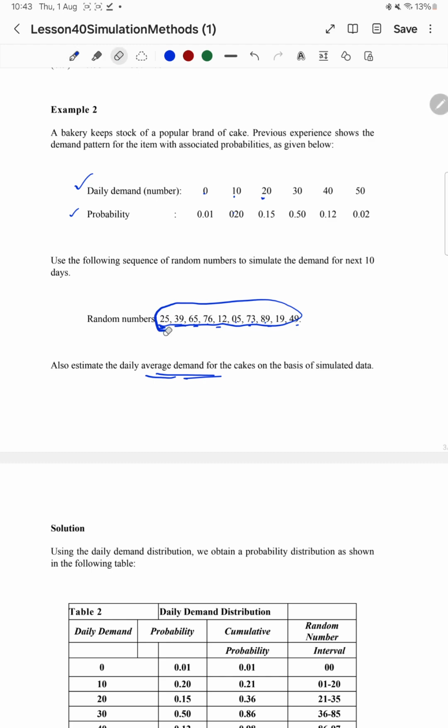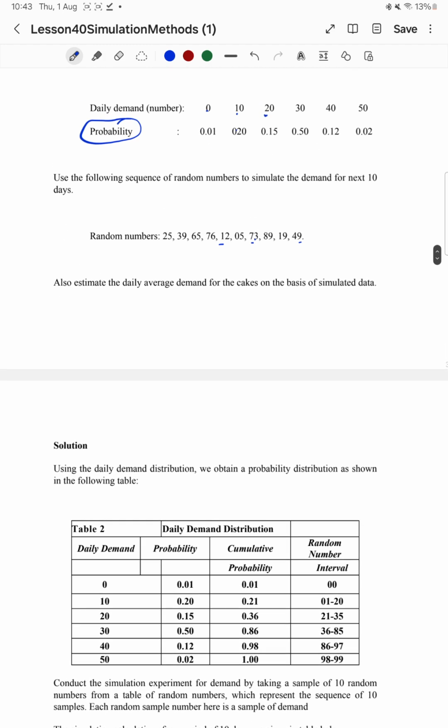Now the simulation problem can be solved in two stages. In the first stage we find out cumulative probabilities. I repeat, probabilities were already given. So in the first stage we find out cumulative probabilities and we generate random number intervals. After that, in the second stage we go for experimentation.